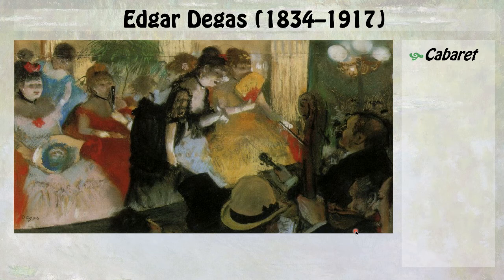Degas didn't only focus on dancers, but sometimes singers and other show people. This is an image from a cabaret, a nightclub scene, where again we get this kind of unexpected angling, like we've just walked into the scene from the side. The footlights, the lights at the foot of the stage, again create this artificial effect of lighting up the face from below that's unnatural, but gives us a really strong sense of atmosphere.